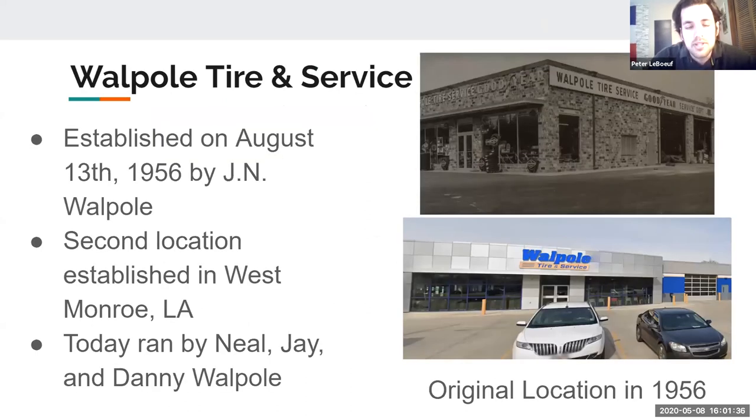So our sponsor is Walpole Tire and Service. It's one of the largest car service providers here in Ruston. It's not that far from campus, a few minutes away. So that was great for us, at least before COVID-19. It was established in 1956 by Jay Walpole. They actually have two locations. The other is in Monroe, although we work exclusively with the Ruston location. Today it's run by Neil, Jay, and Danny. I'm not sure if Jay was able to make it today, but we did most of our dealings with Jay. And here on the bottom, you can see what it looks like today.